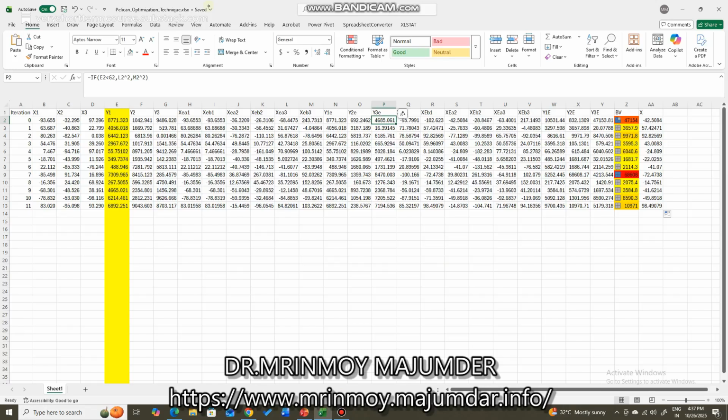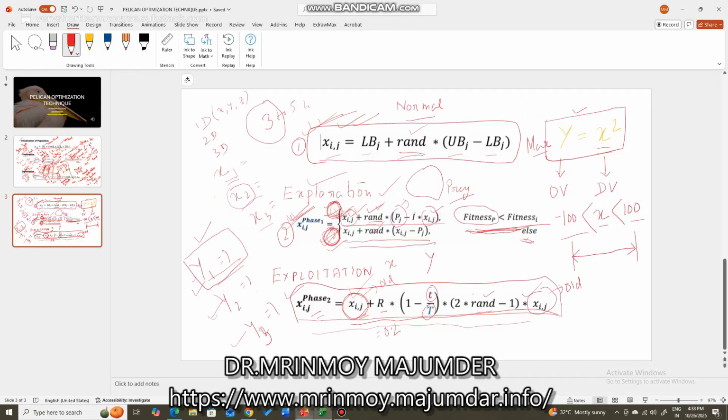Remember, you begin with the initialization phase, then move towards the exploration phase, then towards the exploitation phase. All are updation. So you cannot ignore the updation done in the exploration phase. You have to consider that also. Okay, so that is all for this Pelican optimization technique.